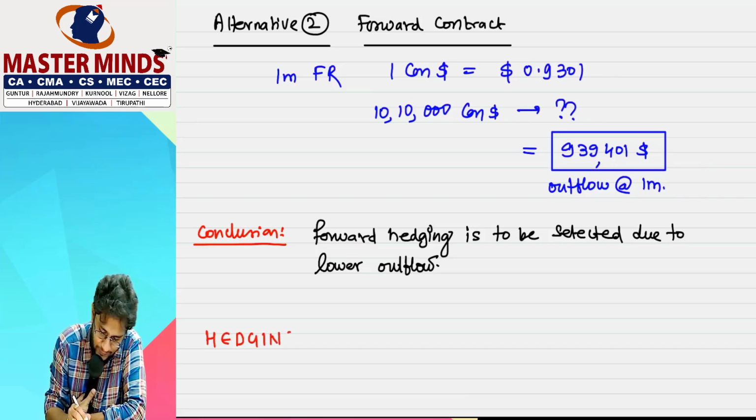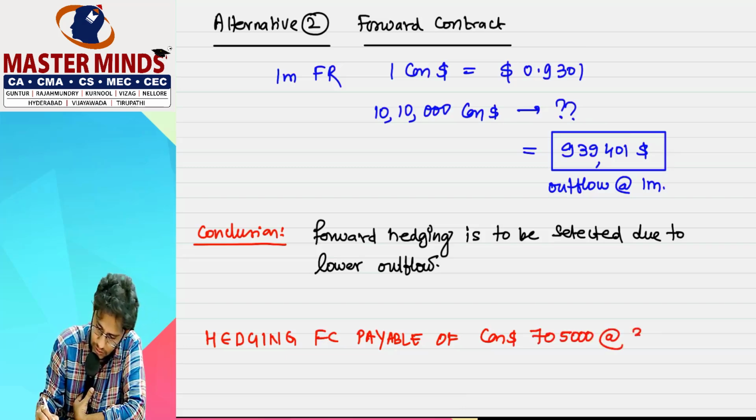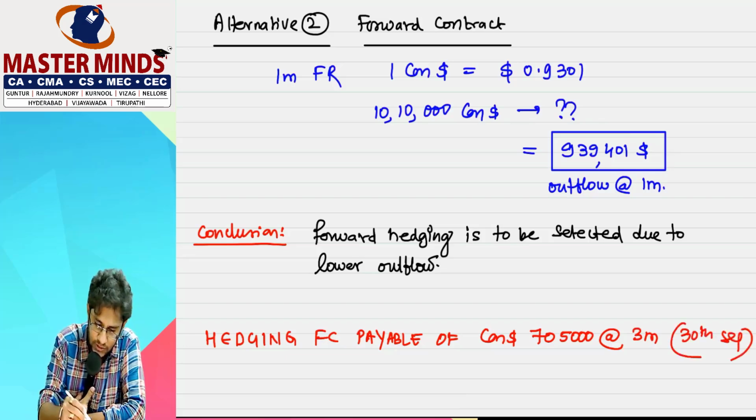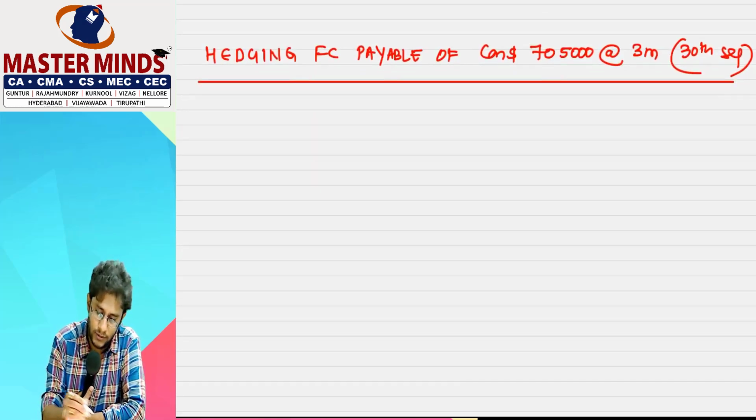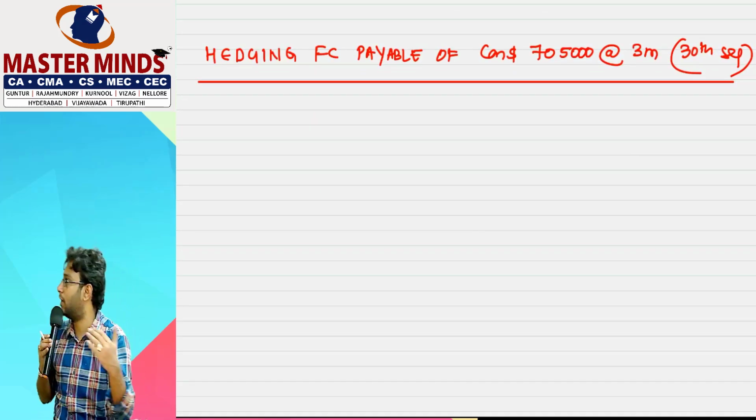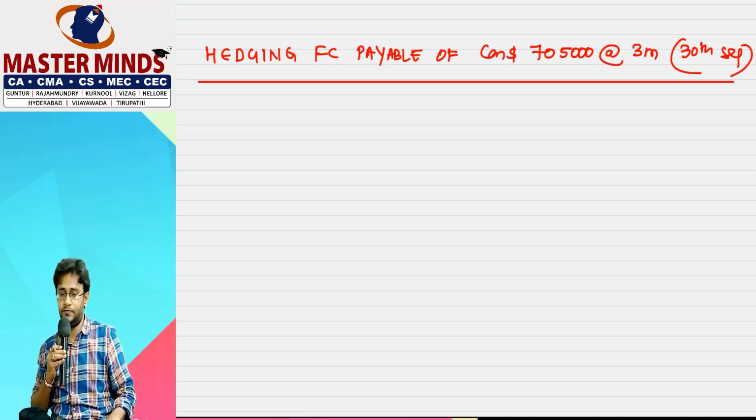Hedging, FC payable of, how much is this, 7 lakh? At 3 months time. 30th September payable, that is. This time original workings you need not do. Directly start with taking a call option on CAN dollar and all.